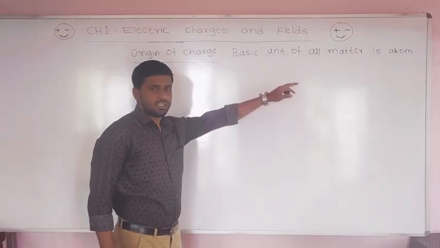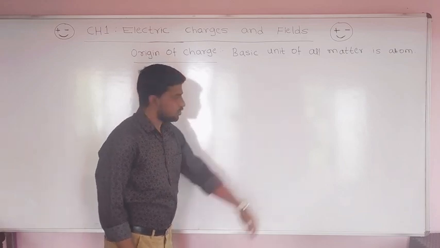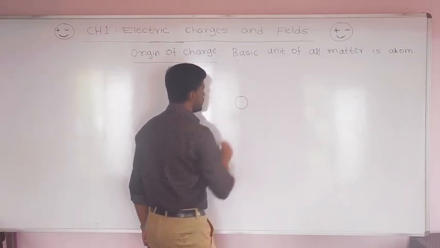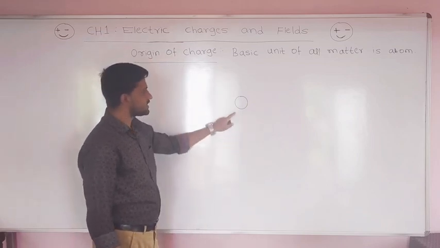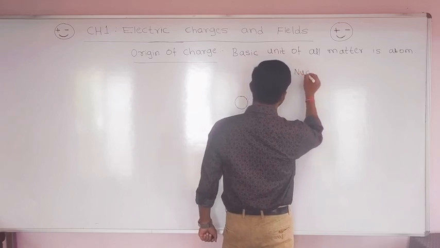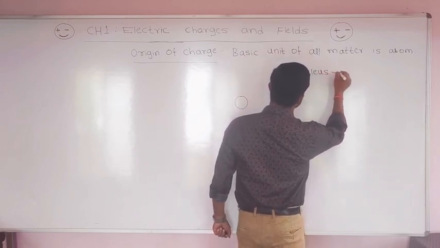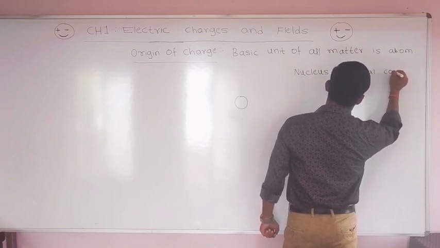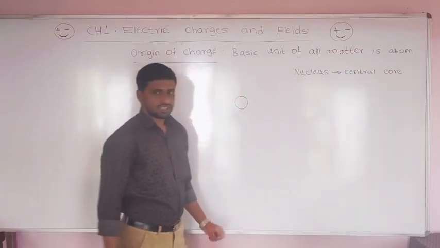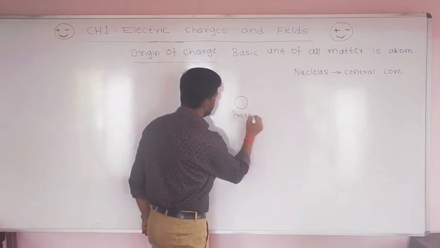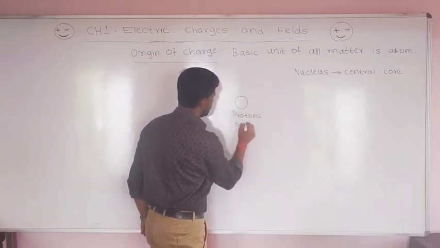Now let us see what the atom actually consists of. An atom consists of a central core. This is the central core of an atom, and that central core is called the nucleus. This nucleus is made up of protons and neutrons.